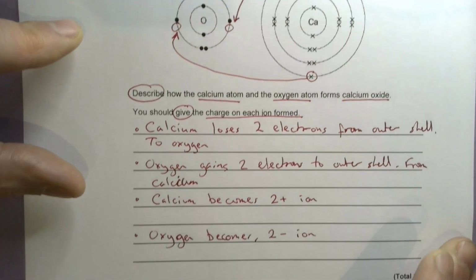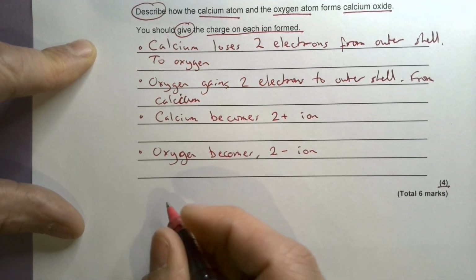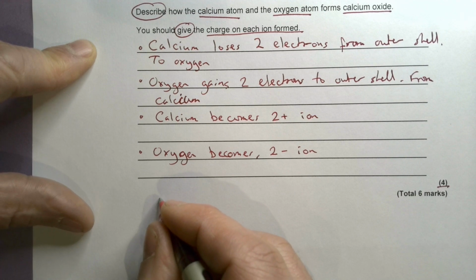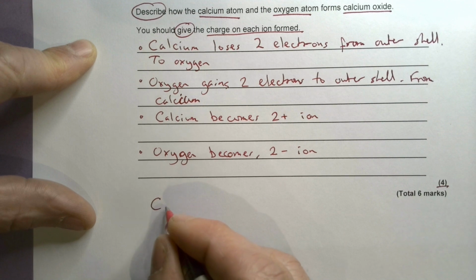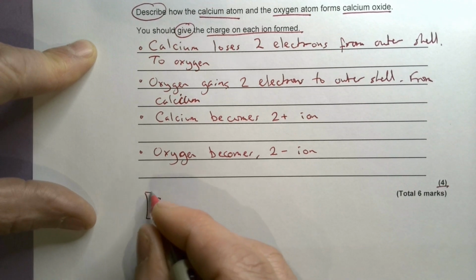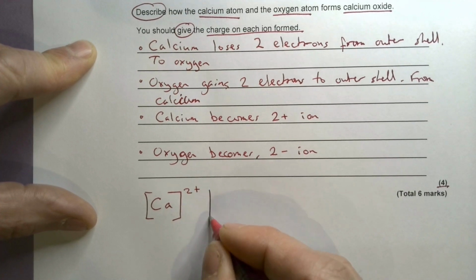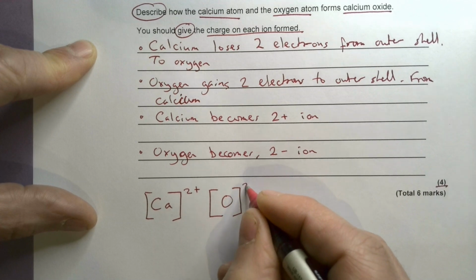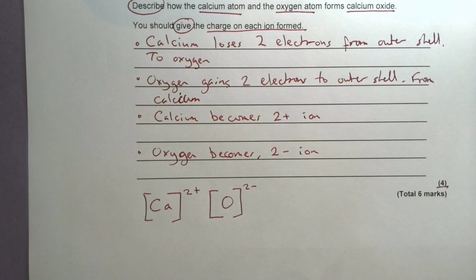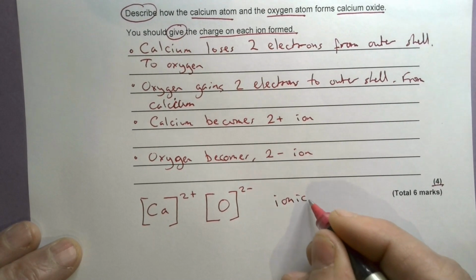Okay, you might know that that's called ionic bonding. You might decide to write in the equation. So we know that Ca2+, in terms of the ionic formula for oxygen, we know 2 minus. Okay, so you might write that as well. Okay, and that's ionic. We know that's ionic bonding.